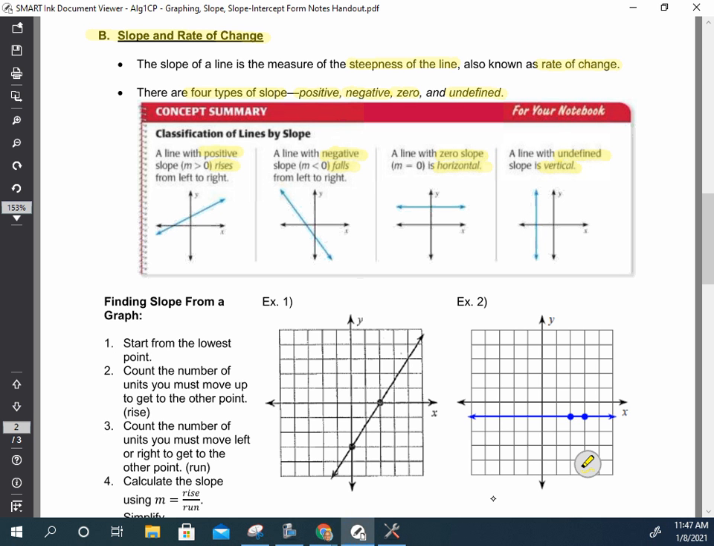So I saw this on one worksheet. I think this was a worksheet that Willie had sent in. Undefined is also the same thing as no slope. So putting no slope is fine. Undefined and no slope mean the same thing. So you can write either or. Any questions on the 4 types?